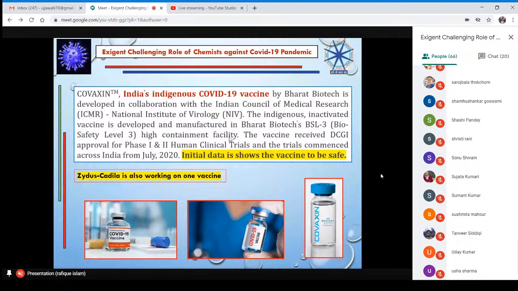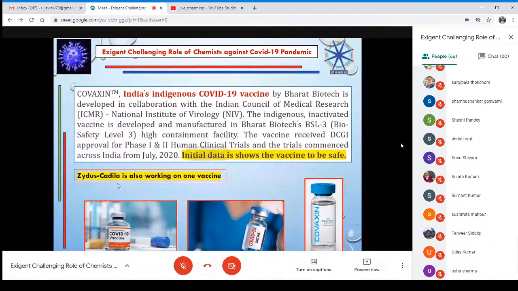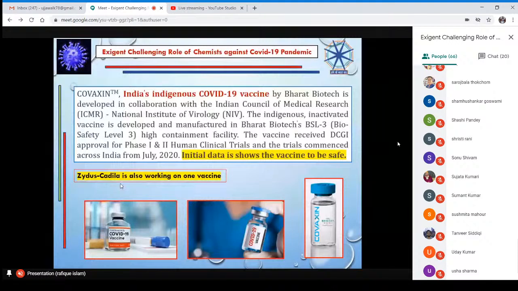And another vaccine is that Zydus Cadila also is working on one vaccine. On the 15th August Independence Day celebrations, our Honorable Prime Minister Narendra Modi ji told us that 3 vaccines are working in India. One is the Covaxin, developed by Bharat Biotech, which is in phase 1 and phase 2. Another is the Zydus Cadila vaccine, which is also in phase 1 and phase 2.